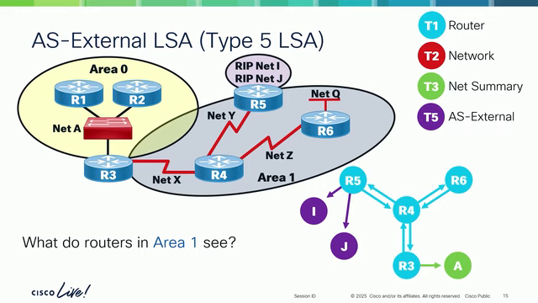LSA type 5, the external one, is the only LSA that is flooded across area boundaries without any change. Nothing gets updated, absolutely nothing. Not the advertising router, nor the cost, nor the type, nor the prefix, nothing. And this creates problems.